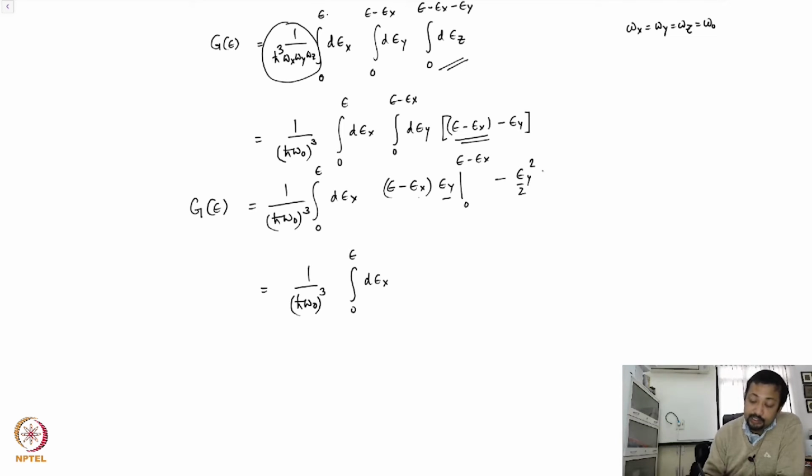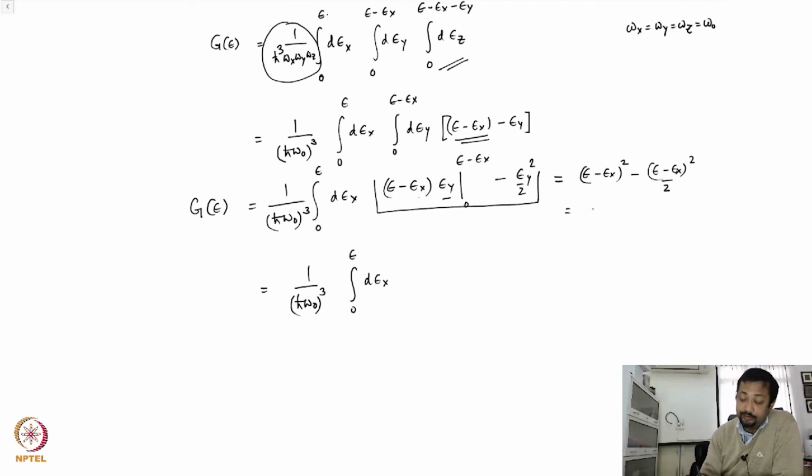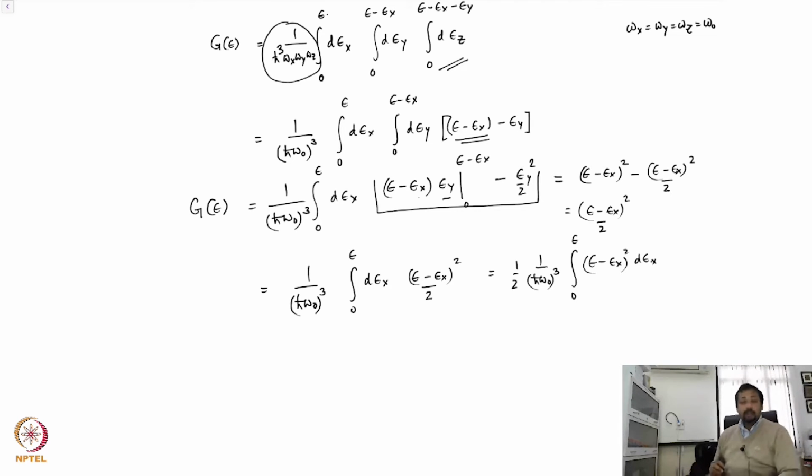Substituting, this part can simplify to epsilon minus epsilon x whole square divided by 2, which is going to be half, 1 over h bar omega naught whole cube, integral 0 to epsilon of epsilon minus epsilon x whole square d epsilon x.